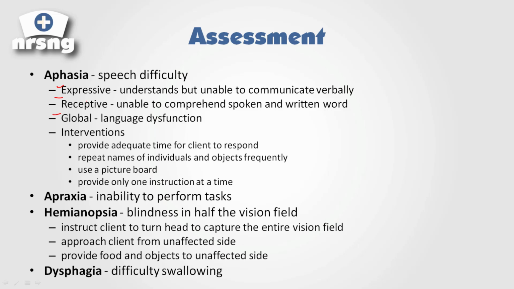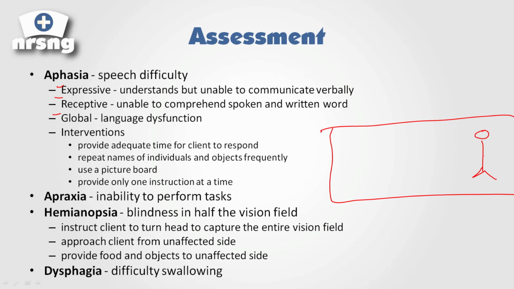Apraxia would be the inability to perform tasks. So you would ask them to write their name, and they're not able to do it. Hemianopsia is blindness in half the vision field, and this is one of the tests we do with our NIH stroke scale. We'll show them a picture that has something happening on one side of the picture and something happening on the other side, and we ask them to just tell us what they see in the picture.